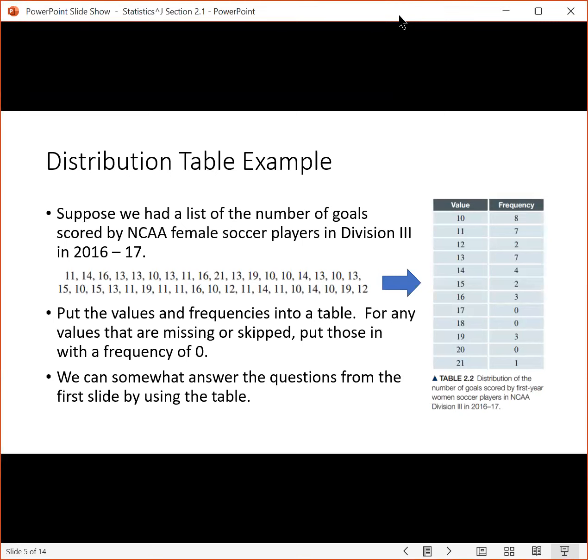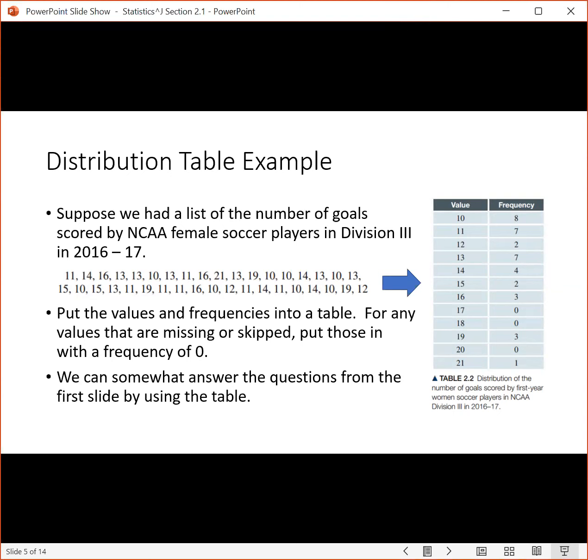Okay, so let's try that out. Suppose we had a list of the number of goals scored by NCAA female soccer players in Division III in 2016-17. And this list is just actually part of the number of goals. This isn't all of the female soccer players. It's just a selection. Put the values and frequencies into a table. For any values that are missing or skipped, put those in with a frequency of 0.